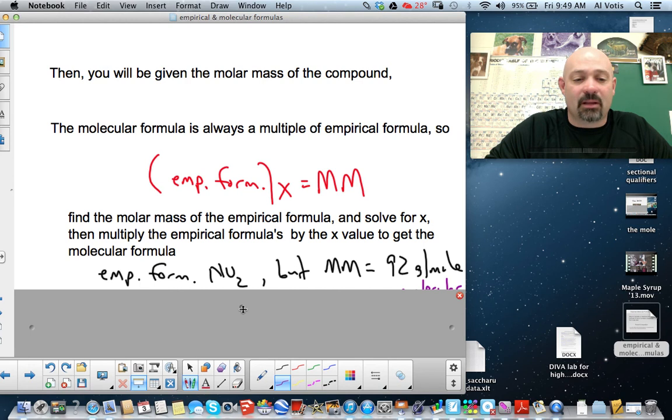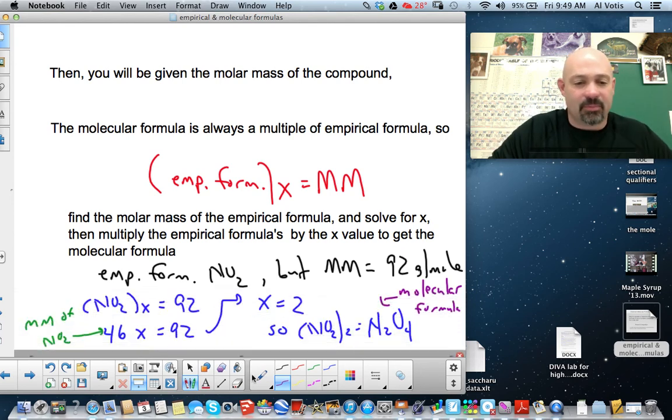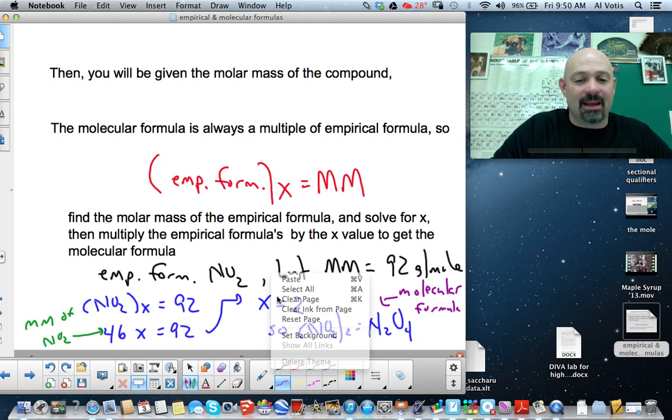So as an example, let's say that the empirical formula of a compound is NO2. I just picked that one because it was handy. But we know that the molar mass of this compound is 92 grams per mole. So what we do is we put NO2 in parentheses with an X outside of it. NO2 times X equals 92. We find the molar mass of NO2. Nitrogen is 14 times 1 is 14. Oxygen is 16 times 2 is 32. 14 plus 32 is 46. So I replace NO2 with its molar mass, divide both sides by 46, and I get X equals 2.